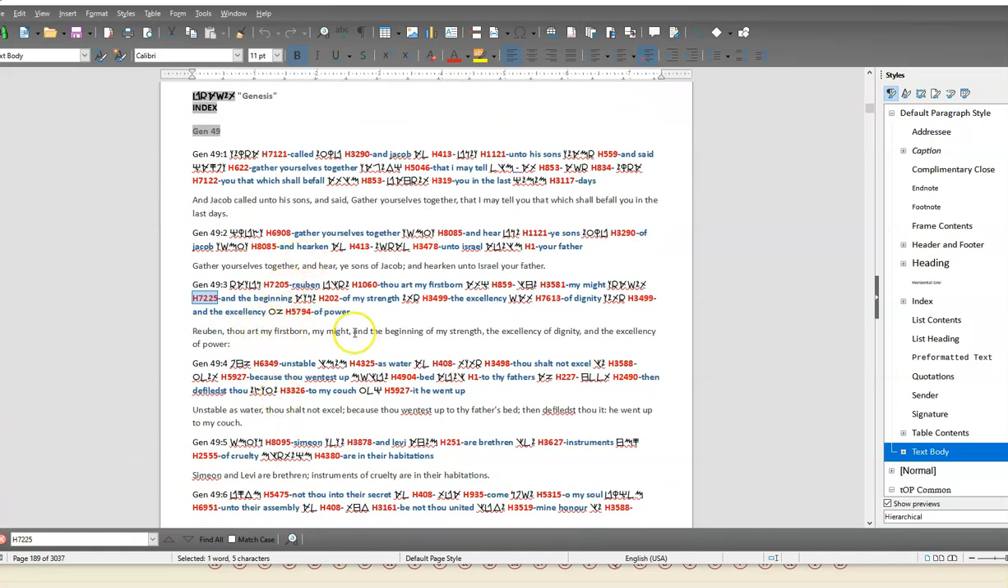Reuben, thou art my firstborn, my might and the beginning of my strength, the excellency of dignity and the excellency of power. Well, it says Reuben, which we know what that is. And it says Bakuri. Now this word, the Y at the end is possessive, but this Bakur, it's used plenty of times as firstborn. The firstborn of anything, Bakur. It's interesting that we'd also have Reshit, which is supposed to be first, beginning, first fruits. Auni, my strength.